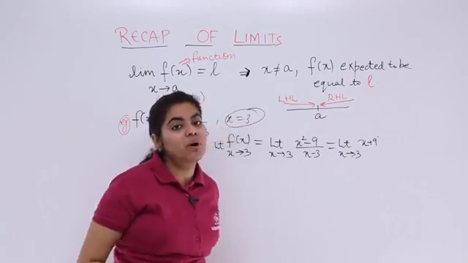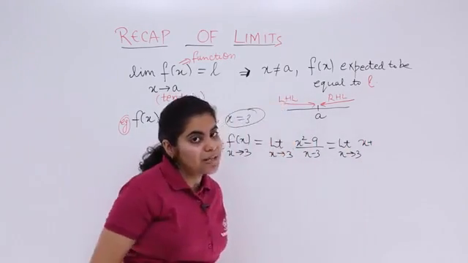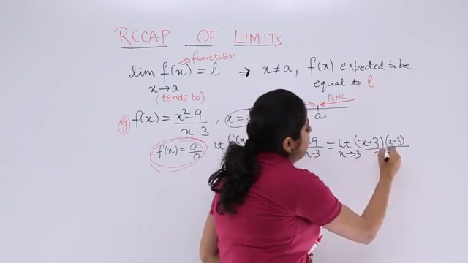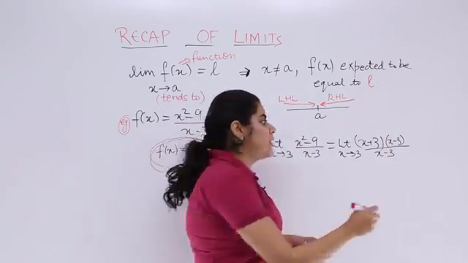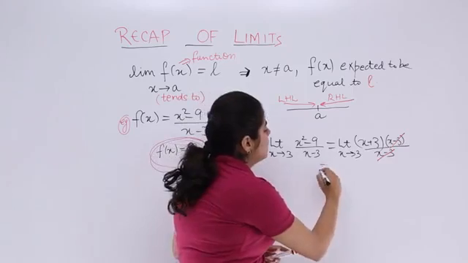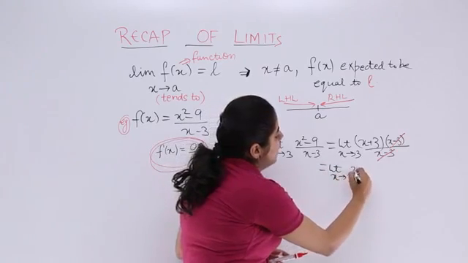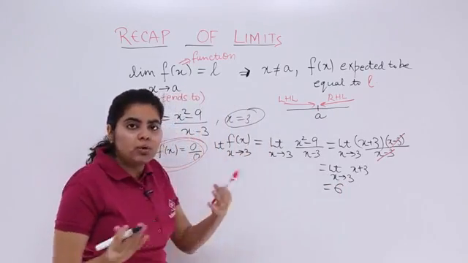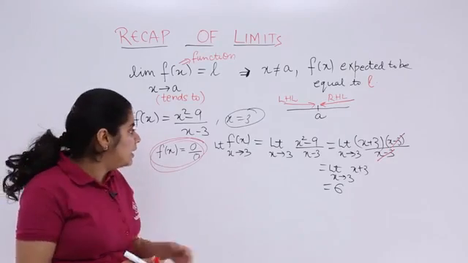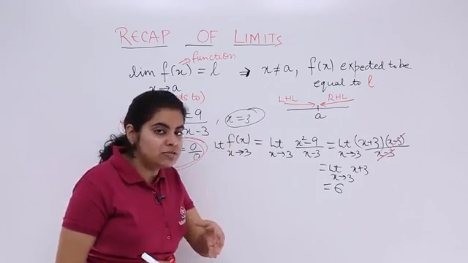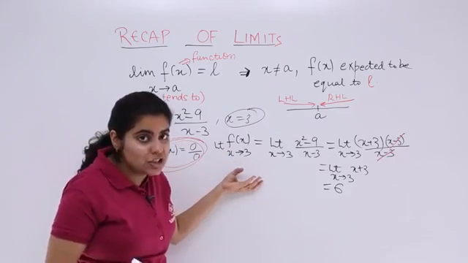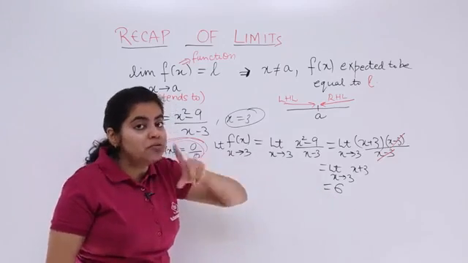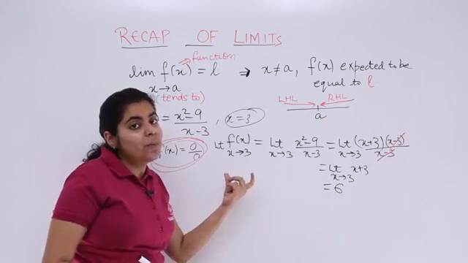Why? Because it is the formula of a square minus b square, which is (a plus b) into (a minus b). So it is (x plus 3)(x minus 3) upon (x minus 3). The (x minus 3) terms get cancelled, and ultimately we get limit x tends to 3 of x plus 3. Put the value 3, you get 6. Now exactly what I mean to say is that f(x) is expected to be reaching 6 when x is expected to approach 3.